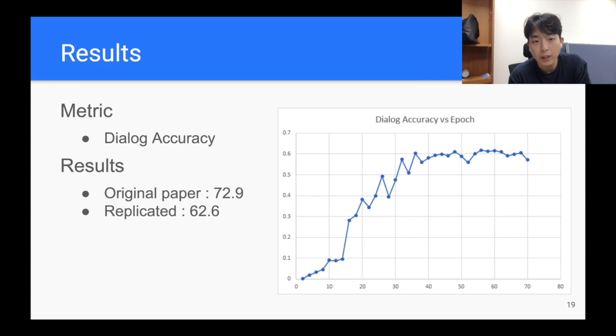Okay, the training result. The following figure shows dialogue accuracy over the epochs. We got about 62% dialogue accuracy. However, we found 73% accuracy in the paper. This is because the authors didn't suggest the best hyperparameters of this model, and we still haven't figured them out. We expect we will find them in the end.